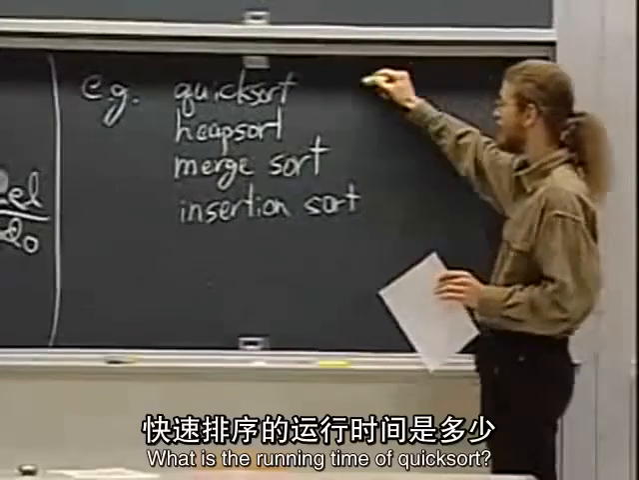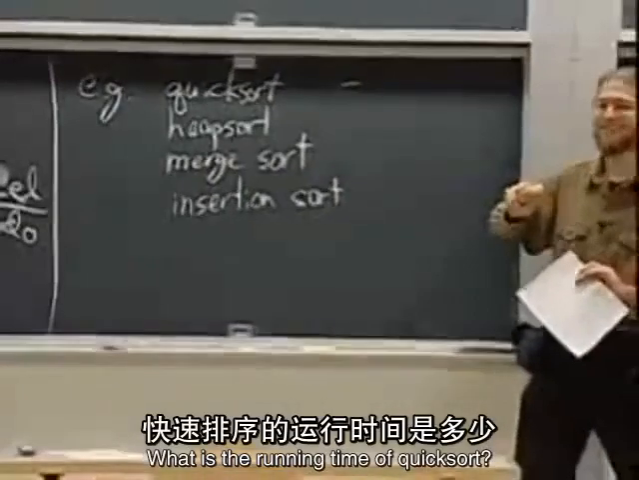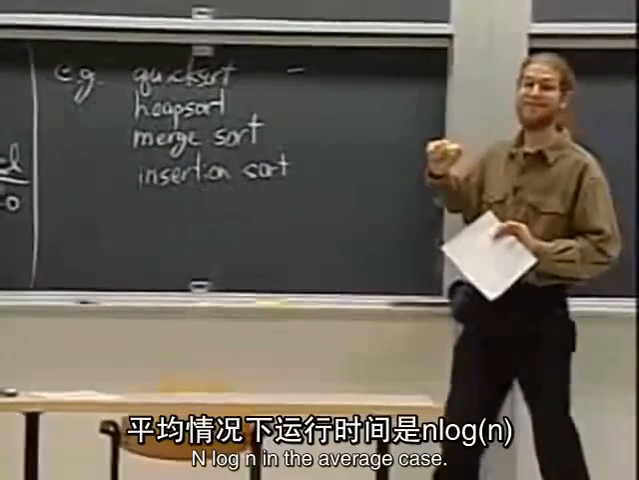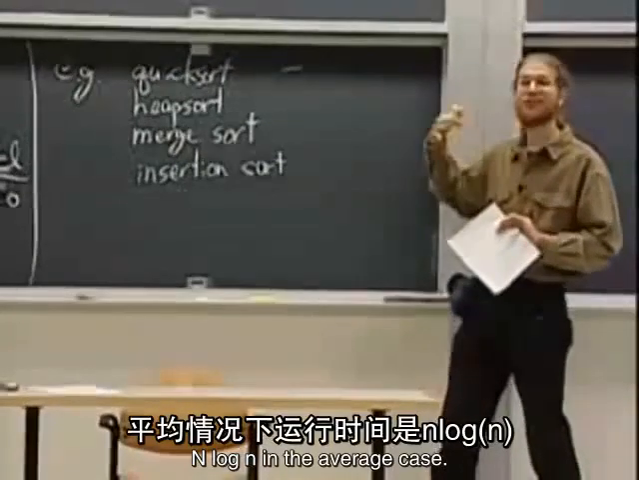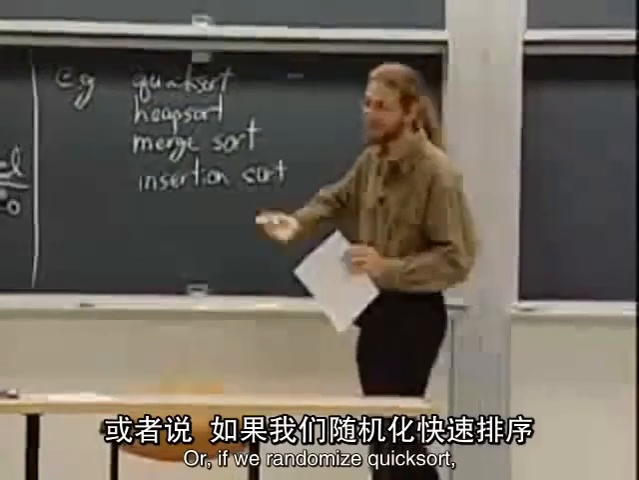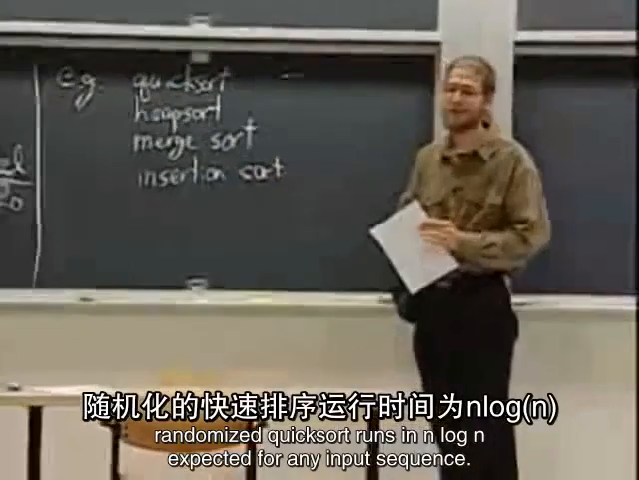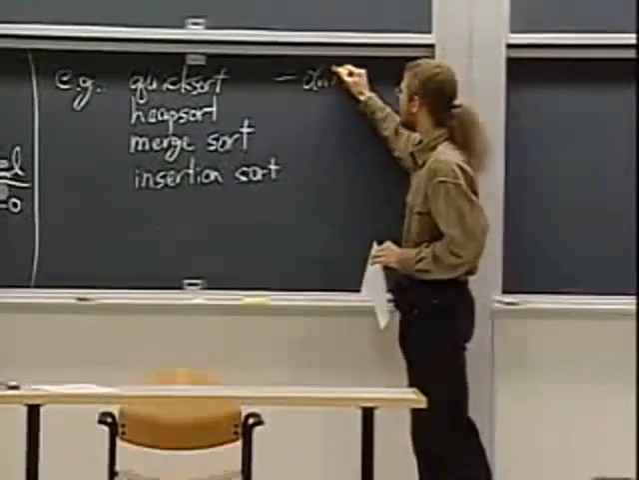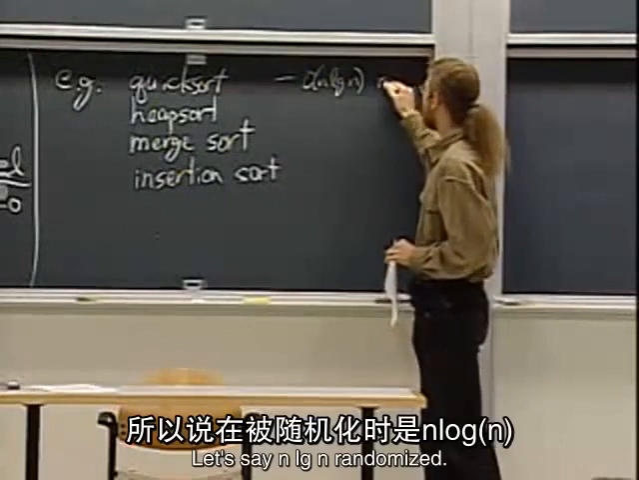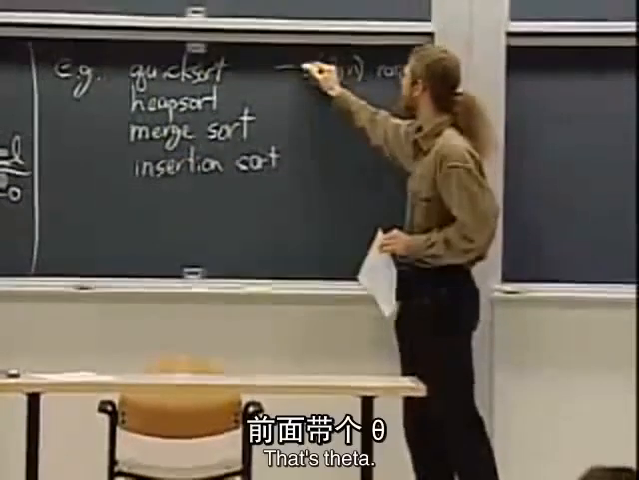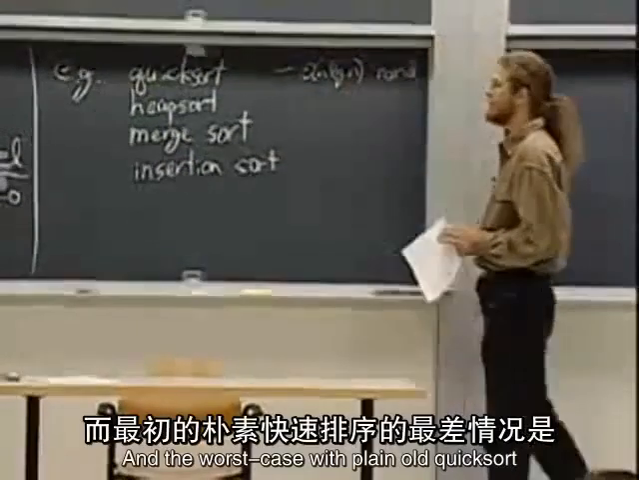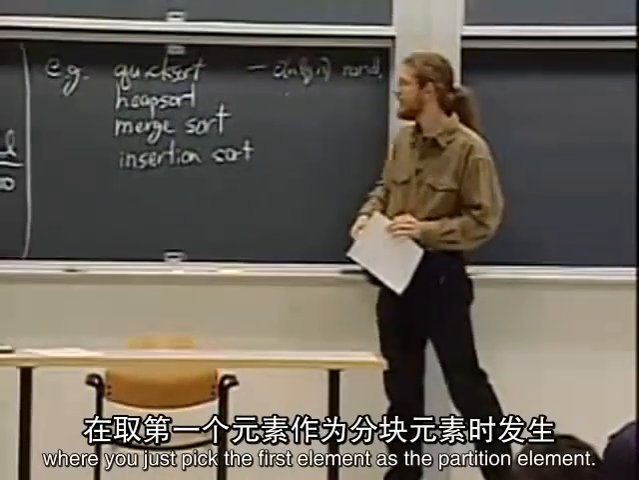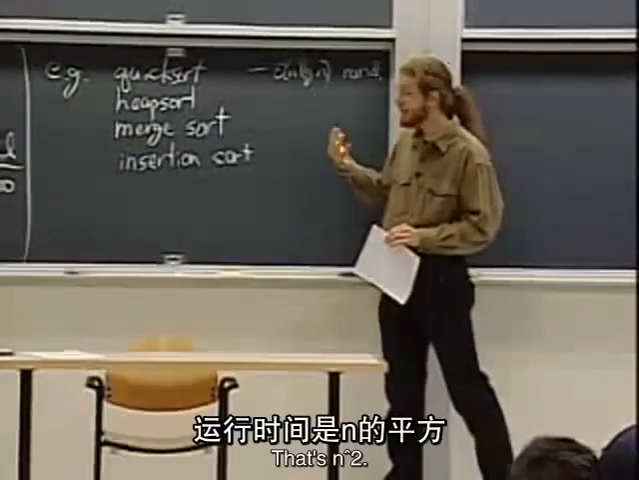So what is the running time of quicksort? This is a bit tricky. N log n in the average case, or if we randomized, quicksort runs in n log n expected for any input sequence. So let's say n log n randomized. It's even a theta. And the worst case with plain old quicksort, where you just pick the first element as the partition element, that's n squared.